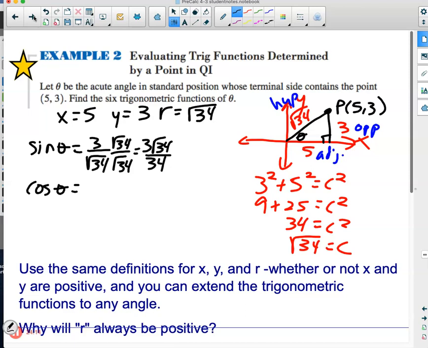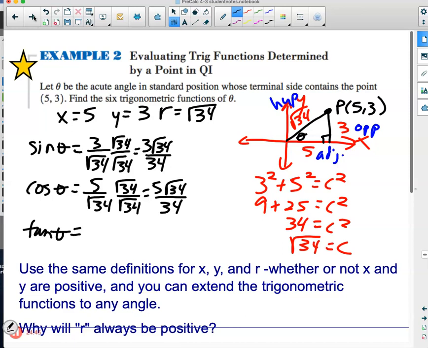Cosine of theta. SOHCAHTOA. CAH. Adjacent over hypotenuse. Again, can't leave the radical down there. Like I mentioned before, some of you are probably going directly to this last step now because you've done enough of these that you realize, oh, well, I'm just going to have the square. I'm going to move my denominator into the numerator and then drop the square root symbol for the denominator. Tangent of theta. Opposite over adjacent, 3/5.